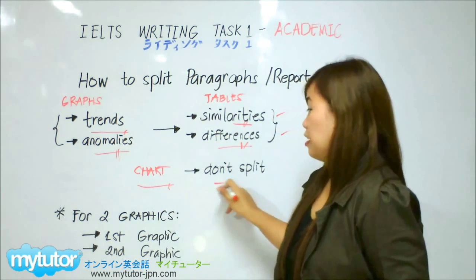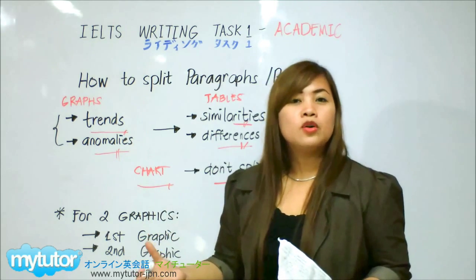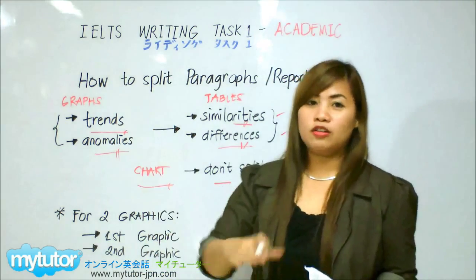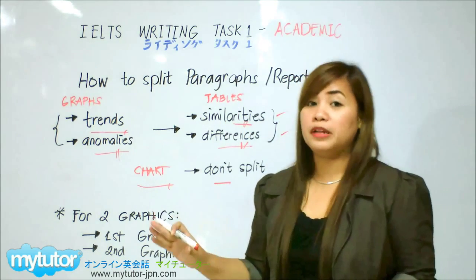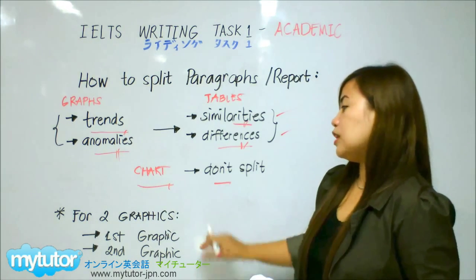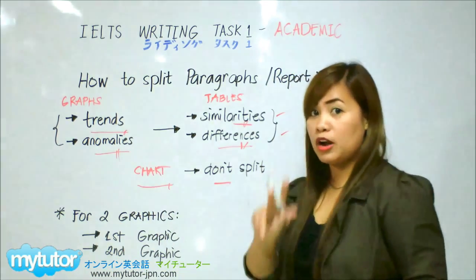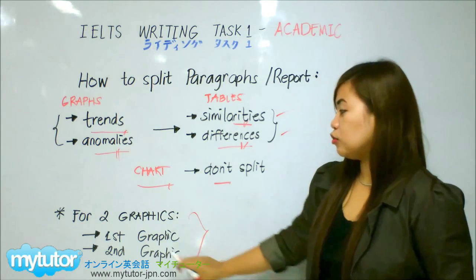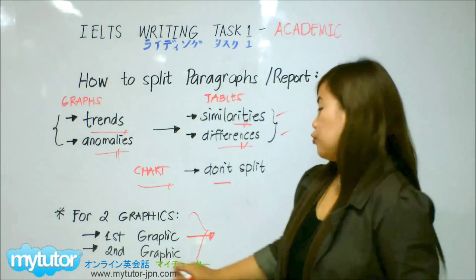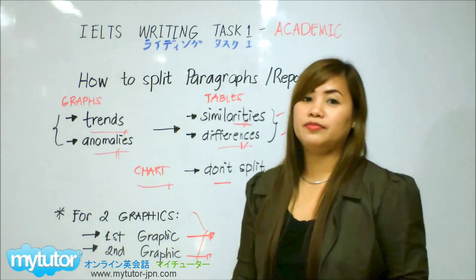For charts, okay, this is a process, like what I gave, the life cycle of a butterfly or the life cycle of something, or a cycle, cash flow perhaps. This is a flow, a cycle, so it shouldn't be cut. You don't have to split it up. It's okay to write only one paragraph for that. Okay, for example, you're given two graphics. It could be a pie chart and another one. Two graphics. This is very easy. You just write about the first graphic in the first paragraph, and you write your description of the second graphic in the second paragraph as well.